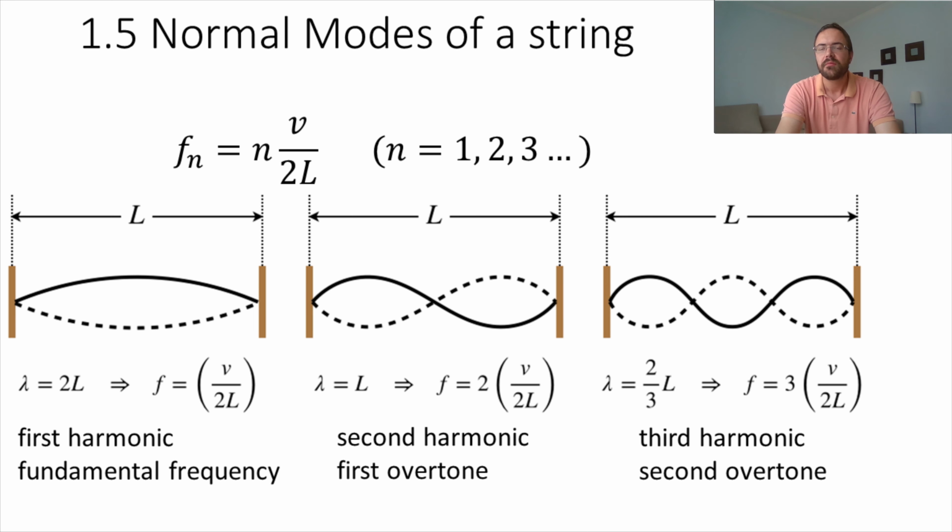For n equals 3, we have f3 is equal to 3v over 2L, and this is called the third harmonic or the second overtone. And it corresponds to the case where we have four nodes, one at 0, at 1/3, at 2/3, and at the end, and three antinodes, which will be at 1/6, 1/2, and 5/6 of the length of the string.